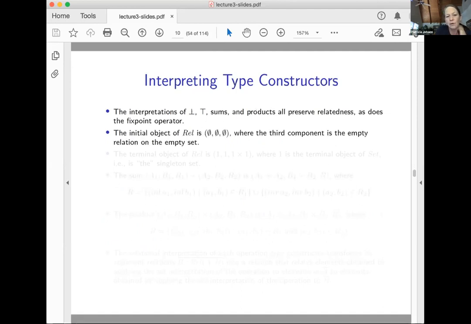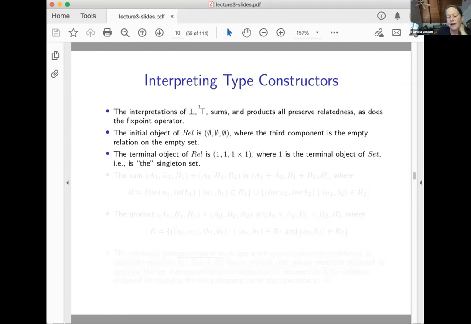Okay, so how do I think about bottom? I'm just going to interpret that as the initial object in Rel when I'm trying to make my relational interpretation. And what is that? Well, it's the initial object in Set twice. So empty set, and then an empty relation. So I've written three empty items, but this one is an empty set, that one's an empty set, and this is the empty relation. So think of a relation as, of course, a subset of the product. So this is an empty set, but I'm thinking of it as an empty relation. Okay, so that's how I'm going to interpret bottom.